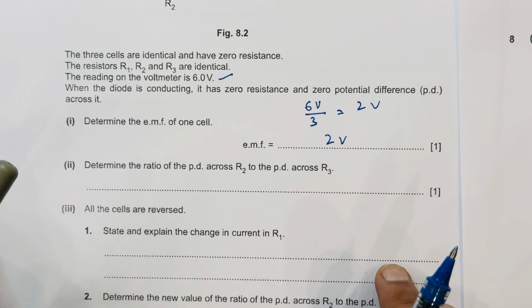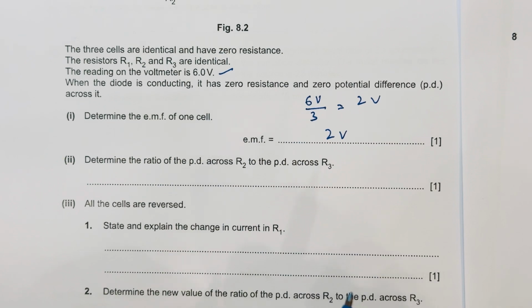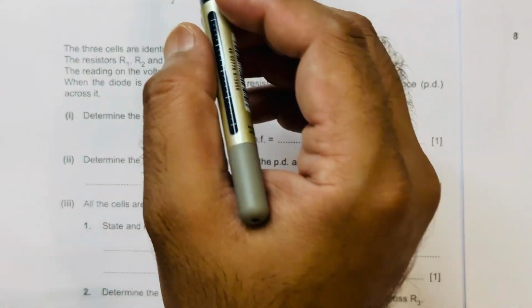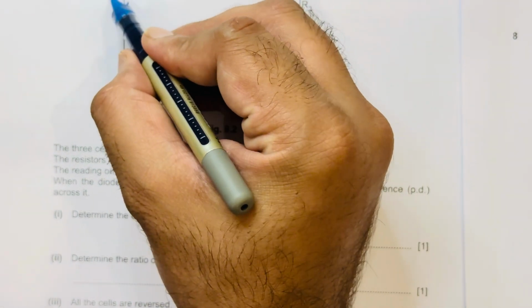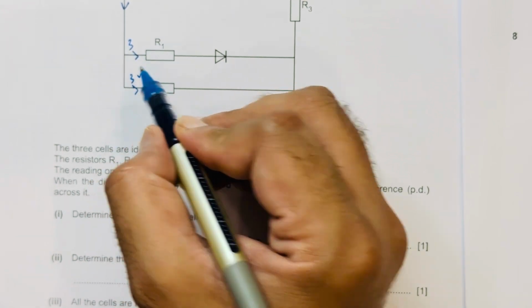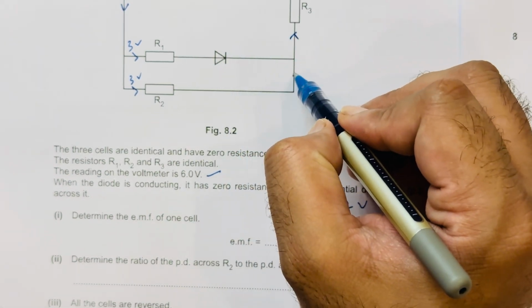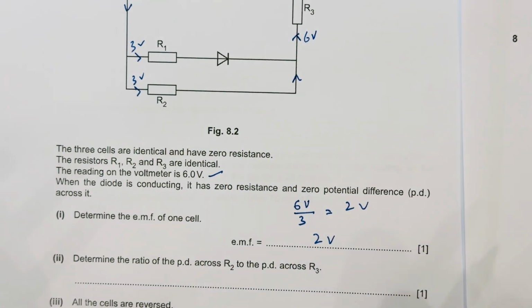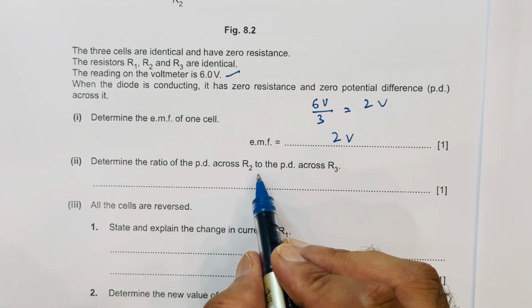Okay, determine the ratio of the potential difference across R2 to the potential difference across R3. So we know that for R1, the potential difference coming from here would be 6 volts, then it is going to divide into 3 because they both have equal resistance. Now moving on, it would be combined, and again 6 volts would move from here, but we need to calculate the resistance across R2 and R3.